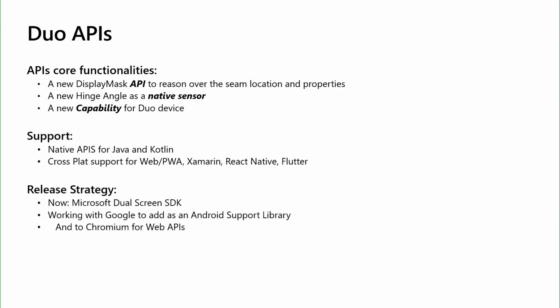Let's start with APIs. The display mask API is straightforward. It gives you a rect with coordinates for the location of the mask. You can use this API to understand if your app and layouts intersect with the mask and reposition controls and assets based on that. You can also construct and position controls differently based on the display you are running on.